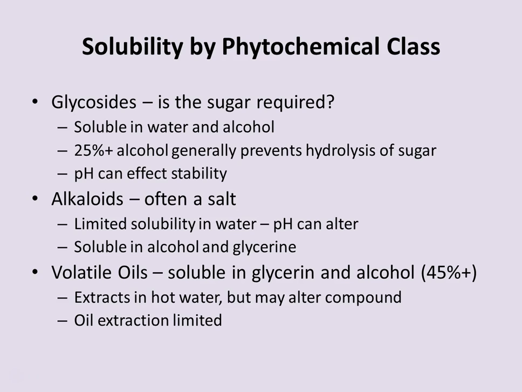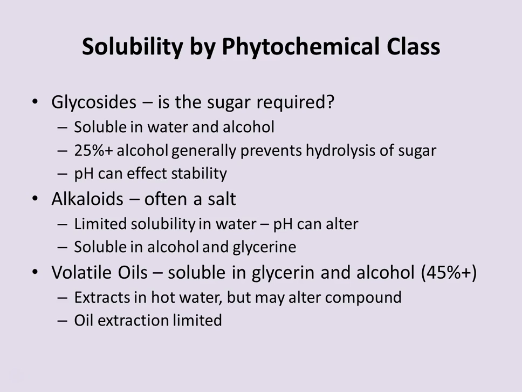There's a whole extraction process called an acid-base shakeout, where you can select for different types of alkaloids based on the pH level. But alkaloids in general are soluble in alcohol and in glycerin. And we'll get to some of the differences between this water, alcohol, glycerin issue in a minute.